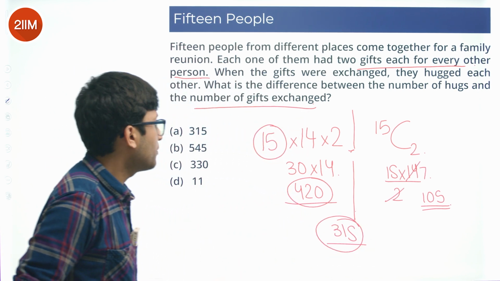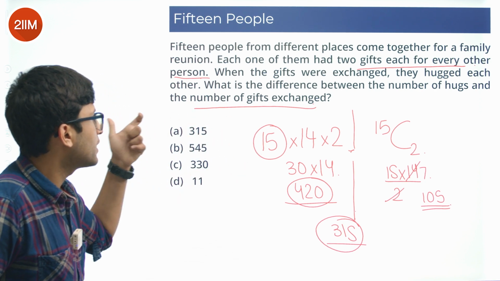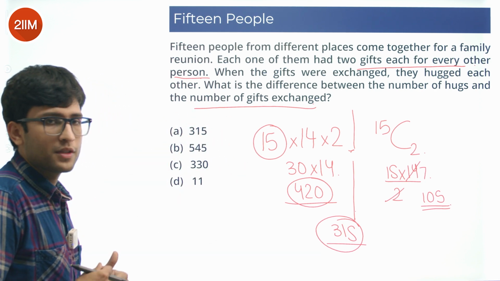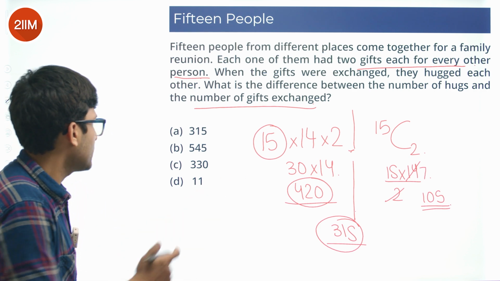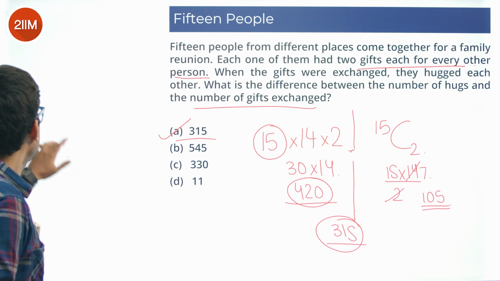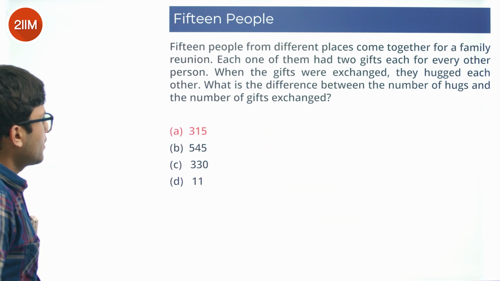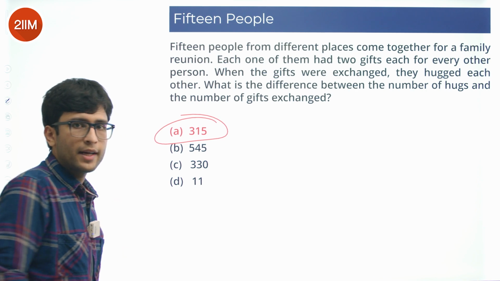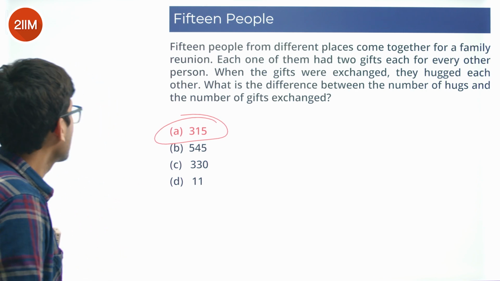315 would be the value, because I need to find out the difference between the number of hugs and the number of gifts exchanged, which would be equal to 420 minus 105, which is equal to 315. My answer, option A. Let's check. Yeah, perfect. We got our answer right. 315 would be my answer.